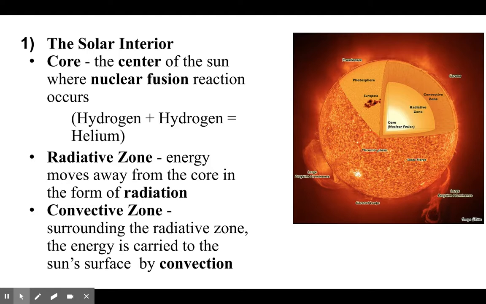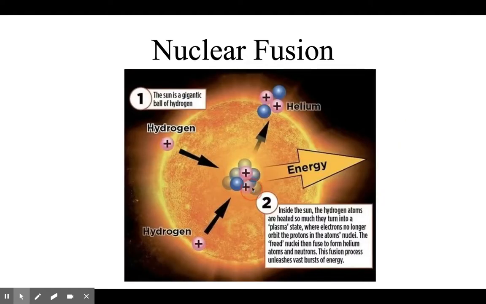So let's start with the solar interior. Interior just means the inside. The very inside right here is the core. That's where nuclear fusion happens. Remember, nuclear fusion is hydrogen plus hydrogen, which makes helium. And when it does that, it gives off lots and lots of energy. That is important for us Earthlings, we depend on this energy that the sun gives off.